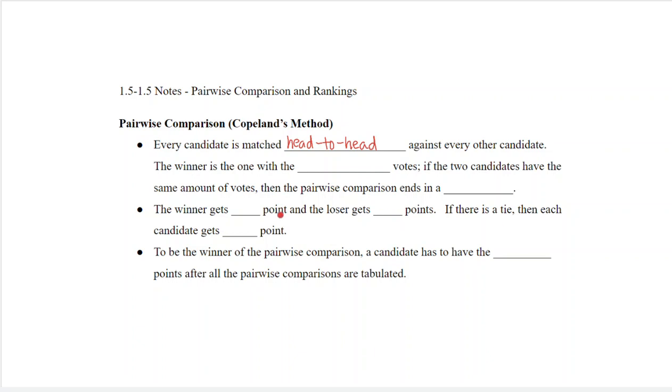In each head-to-head matchup, the winner is the candidate with the most votes. But if the two candidates have the same number of votes, then it ends in a tie. Now, the winner of the pairwise comparison, the head-to-head matchup, gets 1 point, and the loser gets 0 points. If there's a tie, then each candidate gets half of a point. So that's where pairwise comparison differs from Condorcet.